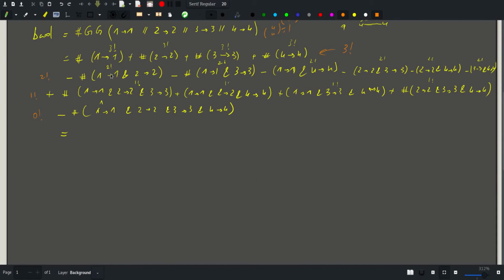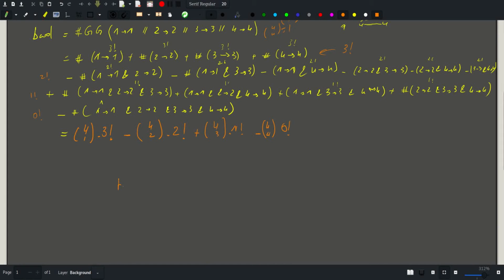So this will allow us to rewrite our formula as the following. As we said, in the first row we have 4 choose 1 elements. So we will have 4 choose 1 times the value here, which is 3 factorial. And for the second row we have a minus sign, and we have 4 choose 2 elements, and each one of them contributes 2 factorial. In the third row we have a plus sign, and we have 4 choose 3 elements, and each one of them contributes 1 factorial. And finally, for the last row, we have a minus sign, and we have 4 choose 4 elements, and each one of them contributes 0 factorial, which is just 1.